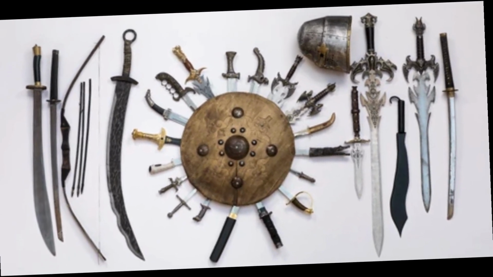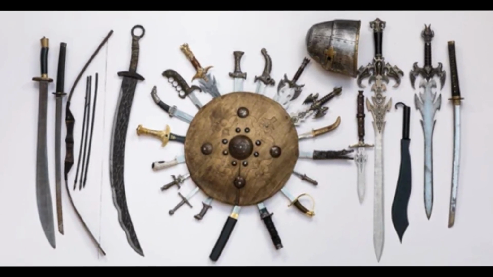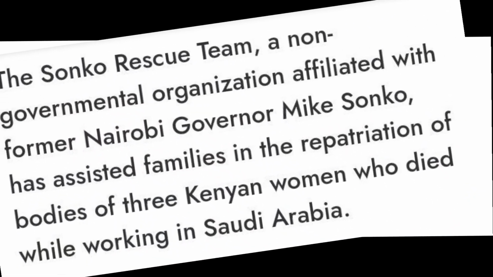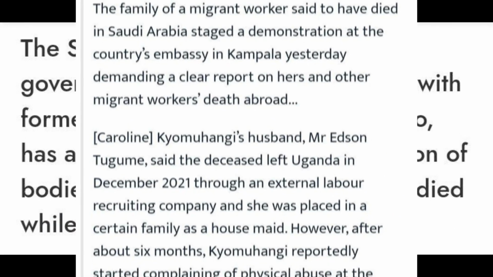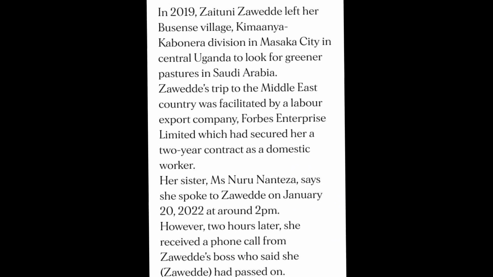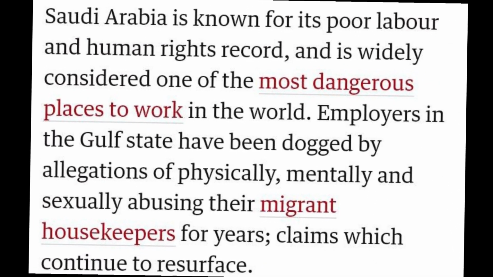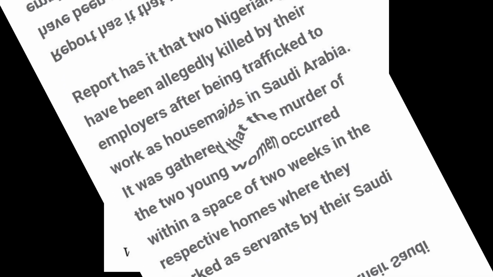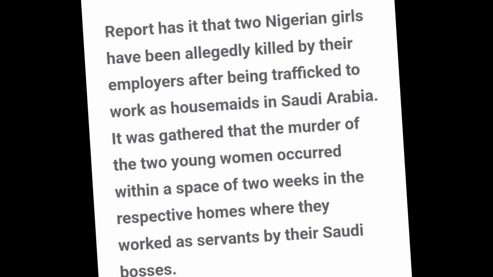You might all say that the Arab slave trade ended and we should move on. I know you have heard of neo-colonialism, but is there a word like neo-slavery? Here is why. In the recent past, we have had incidences where our sisters, mothers, friends, and relatives, or people that we know, have been killed in Saudi Arabia. And who takes these girls to the Gulf region? Who owns those agencies? You know the answer.